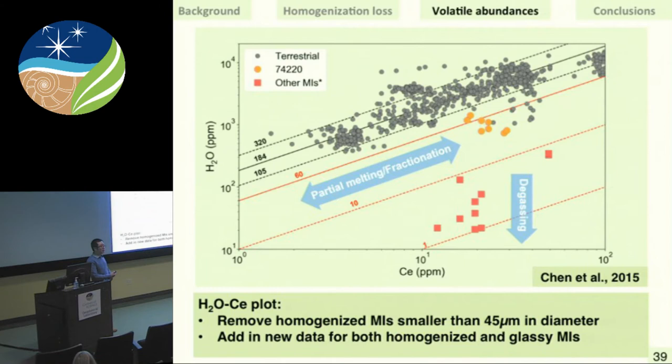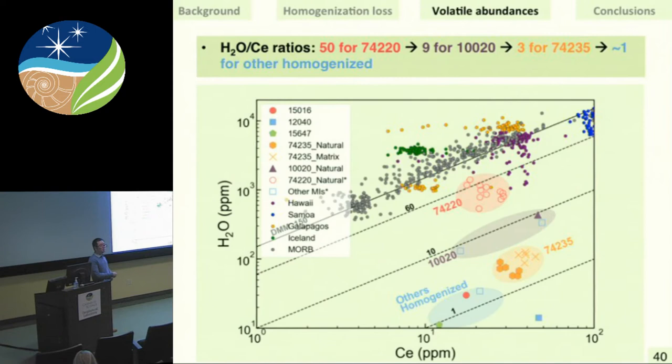So now let's take a look at the water series plot with our new data. This is the previous plot we had in Chen et al. 2015. What we did was two things. First of all, we removed homogenized melt inclusions that are smaller than 45 micrometer in diameter. In this way, we can minimize the effect of loss of water during homogenization experiments. And also, we're adding additional data from the newly studied lunar samples. So this is how the water serum plot looks like right now.